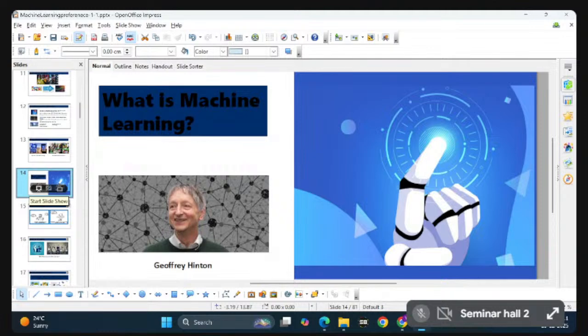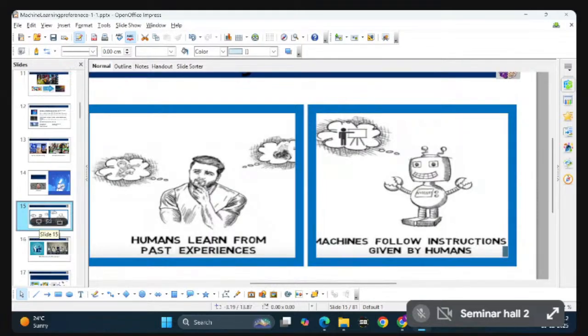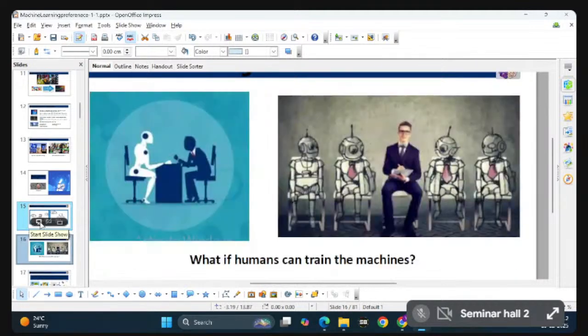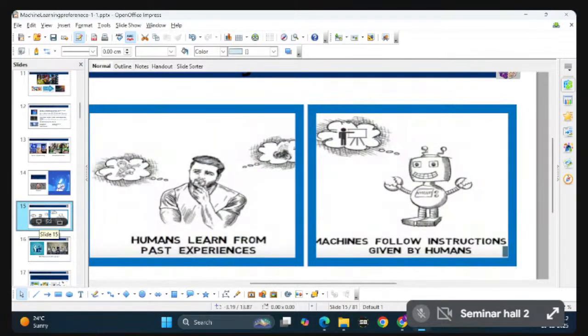Write down machine learning. I asked you to write, don't talk. See, here this picture, why I have included this picture is the difference between machine and human. Okay, this is to-and-fro implementation. We humans learn from our past experiences. Here machines will follow whatever input is given by us humans.